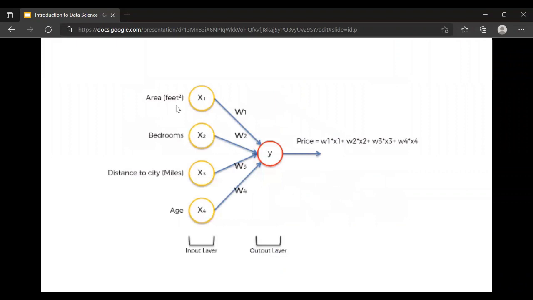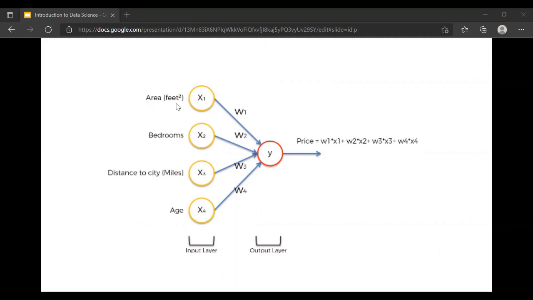Now, let's take a simple example wherein we're trying to find the output, which is the selling price of a house. We have taken a very, very small artificial neural network just to understand how all of the different parts work. We have different values: the area, the number of bedrooms, the distance to the city, and the age of the house. These are the 4 parameters that we have picked. Each of these is part of our data set, so we have values x1, x2, x3, and x4 associated with them.